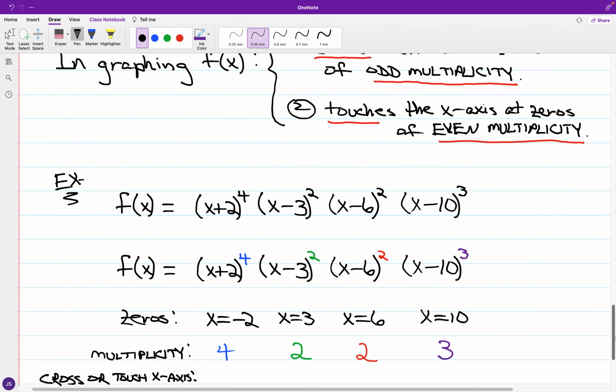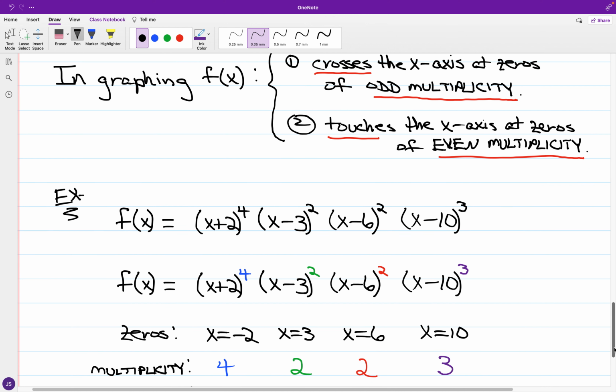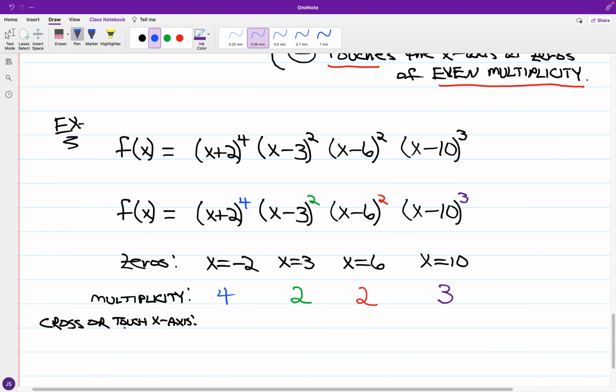as a rule of thumb, in graphing, f of x will cross whenever the multiplicity is odd, but it is going to touch whenever the multiplicity of that zero is an even value. If you notice, the multiplicities are 4, 2, and 2. All of these are even values, and it is only the last multiplicity value of 3 that is an odd amount.